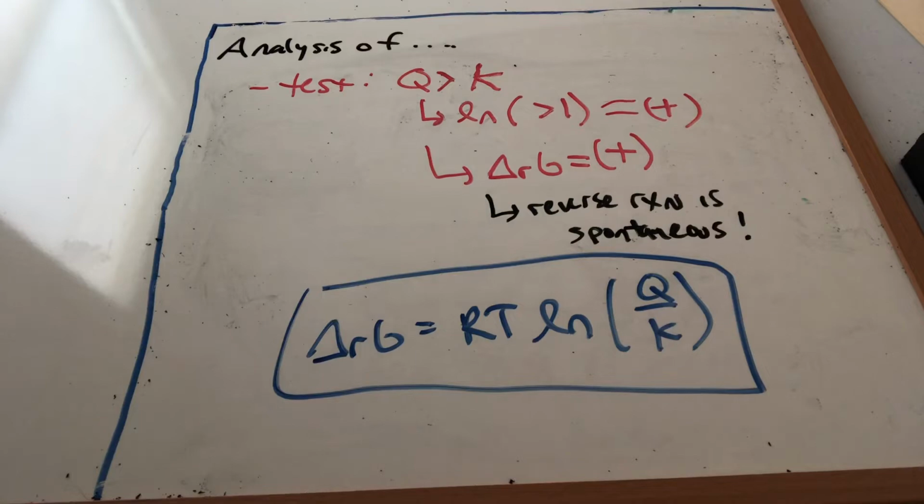Remember, we could then just flip the reaction. And flipping the reaction would change the sign of this. It would make it negative. The reverse reaction is spontaneous.